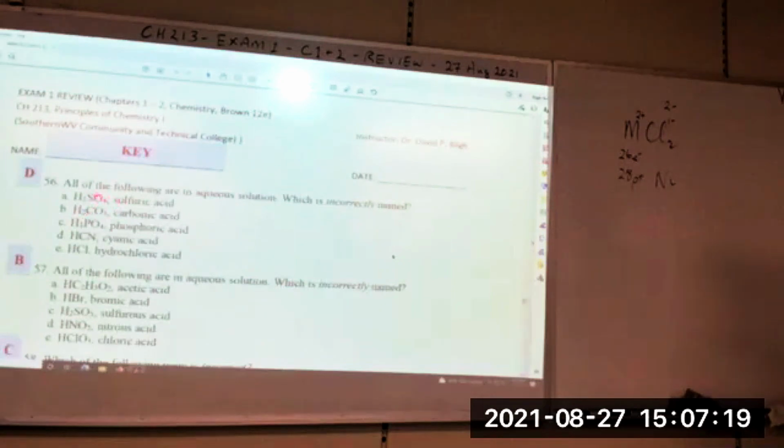How about sulfuric? This is sulfate, ate becomes ic, that's sulfuric, correct. Carbonate, CO3, ate becomes ic, carbonic, that's correct. PO4, 3 minus is phosphate, becomes phosphoric, that's true. No oxygen means we need to start with hydro. Hydrocyanic acid, that's the wrong one right there. Hydrochloric is correct. Hydrocyan, that's wrong.